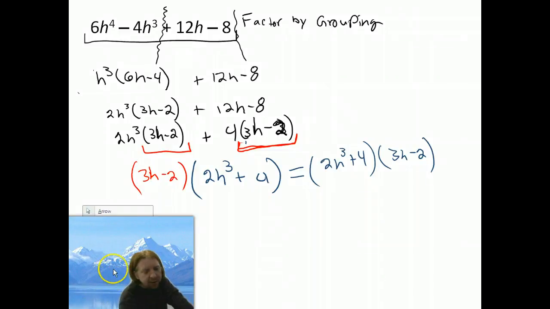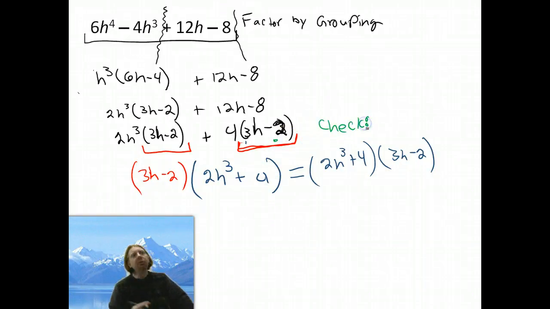The last thing I want to do with this before we leave it is do a check. In case we're not sure that we're doing this right, let's go ahead and multiply this out, FOIL it or distribute it, whichever you want to call it, and be sure that we get what we started with. Because that's really the best part about factoring. You know you did it right because you can check it. You can go back, distribute it like we did last chapter.